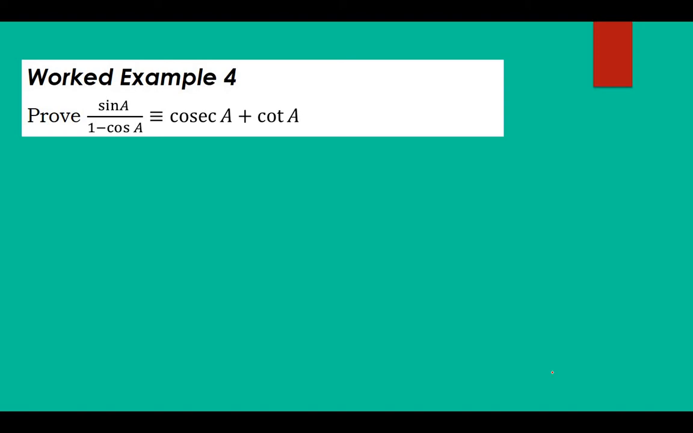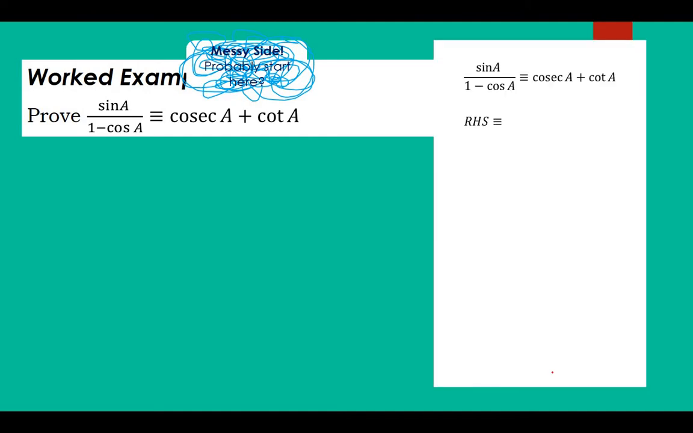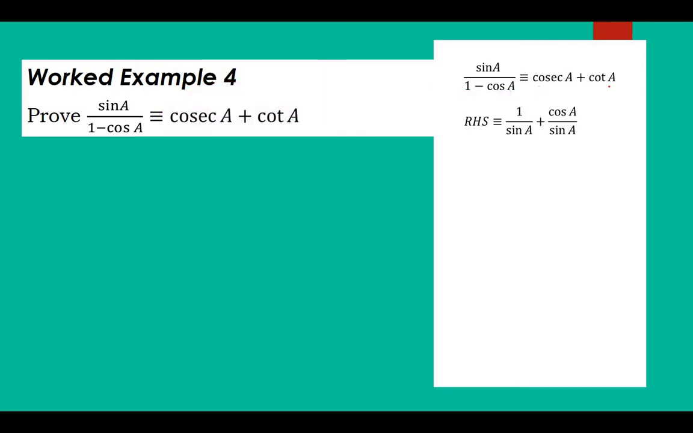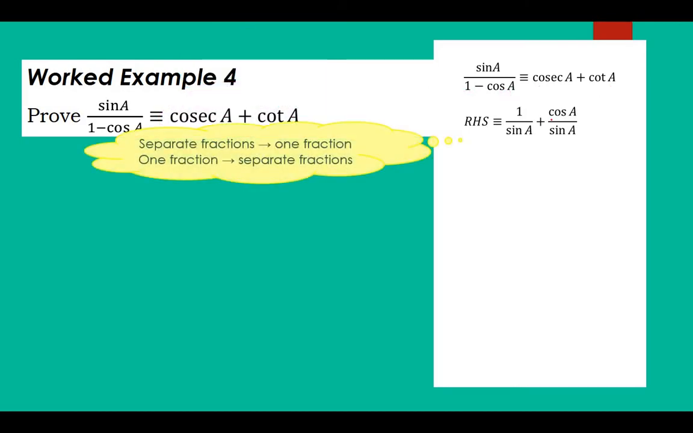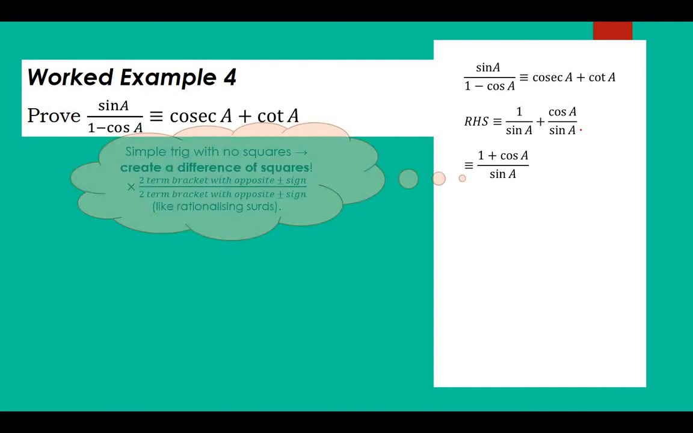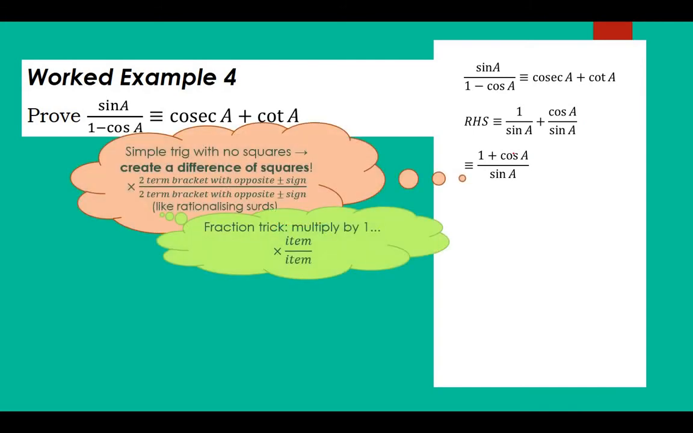Okay, now on here it's a bit tricky to choose which side. I'm going to go with the right hand side as being the messiest one this time. Okay, so starting with the right, I need to end up with something that's got sines and cosines in, so I'm going to replace my cosec and cot with some sines and cosines. Okay, now again I have two separate fractions, so I'm going to add them to combine them with the same denominator. Okay, now this looks vaguely similar to the left hand side but the wrong way up.